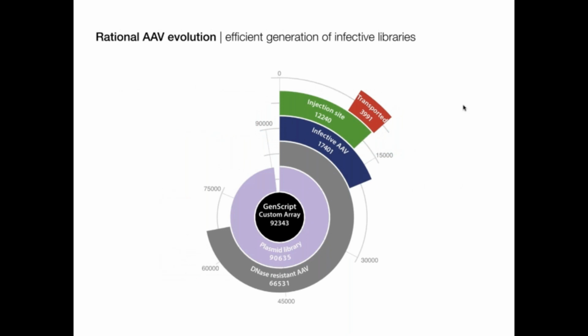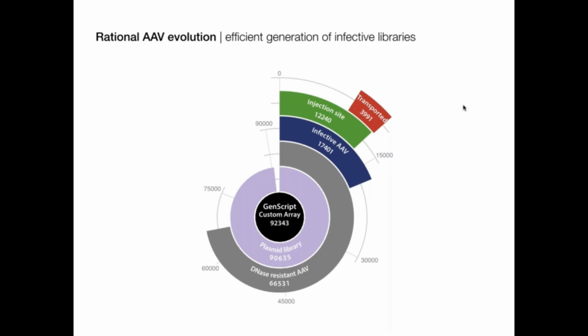And we could also start mapping the efficiency of our entire concept and our screening method. So in black in the middle, you can see the custom array from GenScript with 92,000 unique oligos. Of these, we could clone 90,000 into a plasmid library in the next circle, and the circle outside of that is 66,000, and that's the number of how many DNase-resistant AAV capsids we could generate.